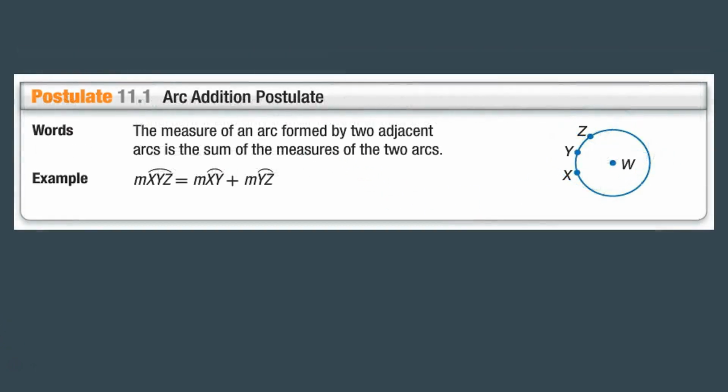So next we have the arc addition postulate. The measure of an arc formed by two adjacent arcs is the sum of the measures of the two arcs. So here we have the measurement of arc XYZ, so I'm talking about this arc right here, is equal to the measurement of minor arc XY, which is this portion, plus the measurement of minor arc YZ, which is this piece here. So when we add these two arcs, we get this bigger arc here. That's all it's saying.